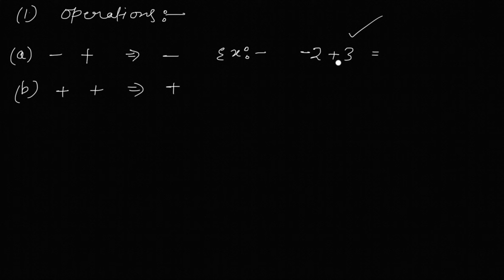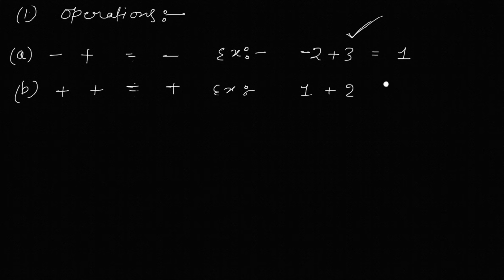So the sign of the bigger number is positive, so I am not going to write the positive sign here. It will be 1, and it is positive 1. Why? Because we are carrying the sign of the bigger number. Now the next one is plus plus will give you plus. Let's say for example, you have 1 plus 2. It will give you 3.